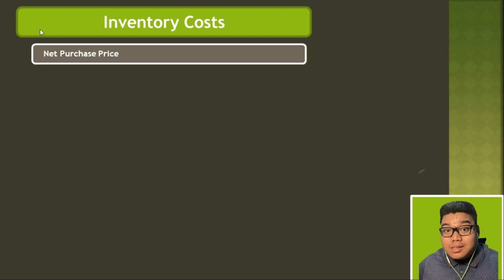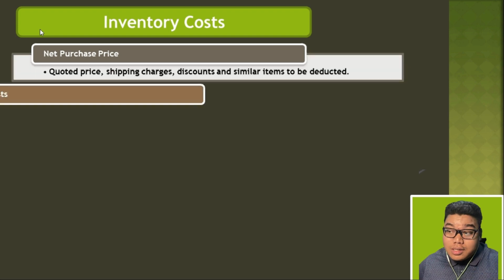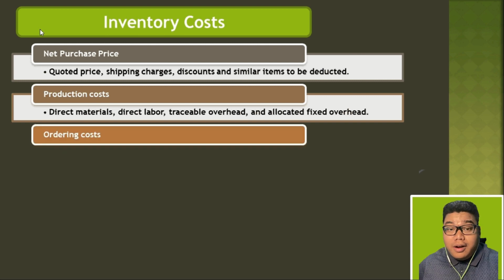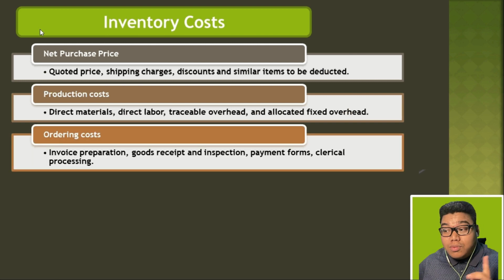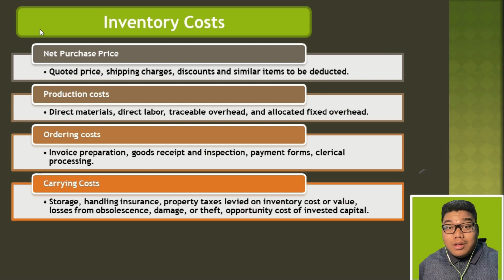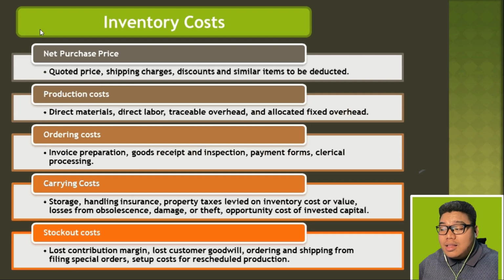So the costs that are involved in maintaining our inventory are the purchase price, of course, the production cost if we are a manufacturing company, and ordering costs, the cost to place one order. Then we have carrying costs, the cost to maintain our inventory in our current facility. Then we have stockout costs. Actually, this represents the opportunity cost of not having that inventory available.